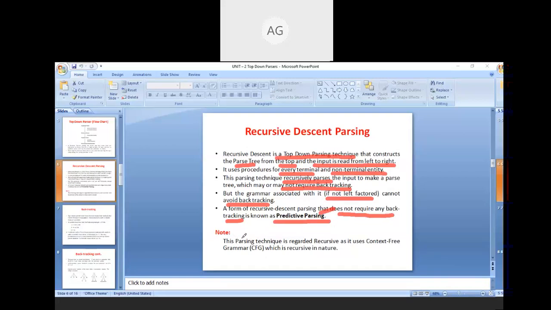So here a note is given. This parsing technique is regarded as recursive. So why is it called recursive descent parsing? This parsing technique is regarded as recursive as it uses context-free grammar, which is recursive in nature. We already discussed context-free grammar in the theory of computation. So context-free grammar is recursive in nature. That's why this parsing technique, which can be generated from the context-free grammar, is called recursive. Right, so these are some of the important points related to recursive descent parsing.